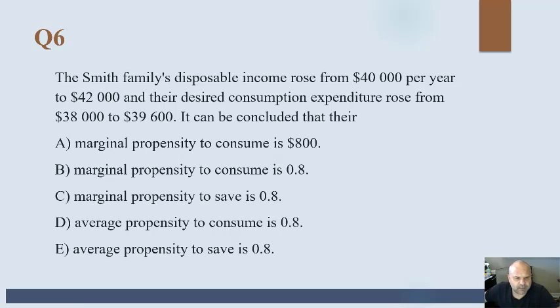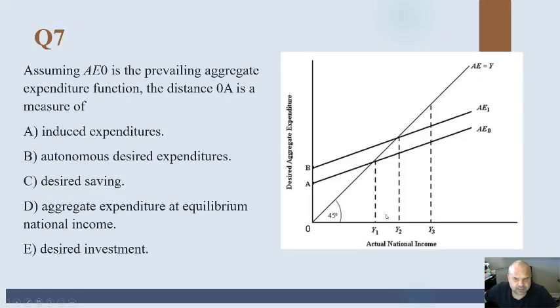So you might want to hit pause and see if you can figure it out. Okay, so the correct answer is 0.8. If we take this difference here, the change in the consumption, and divide it by the change in income, we will get 0.8.